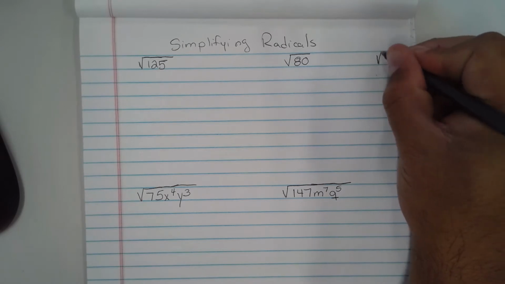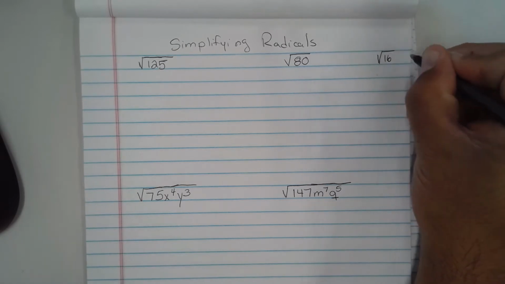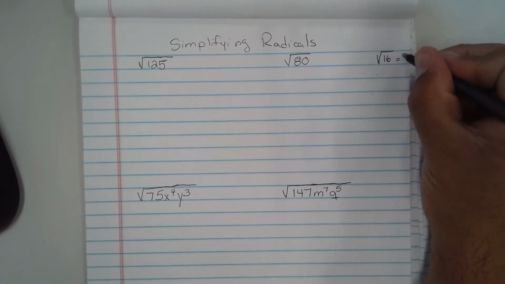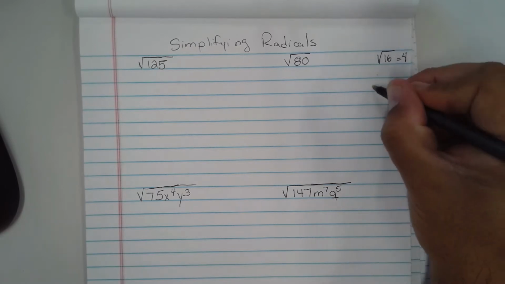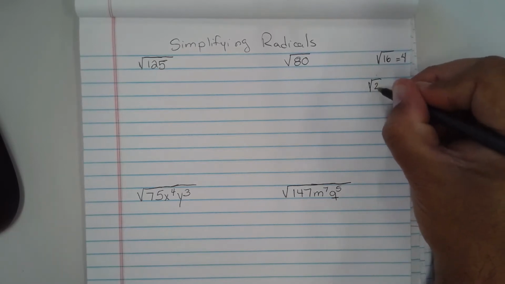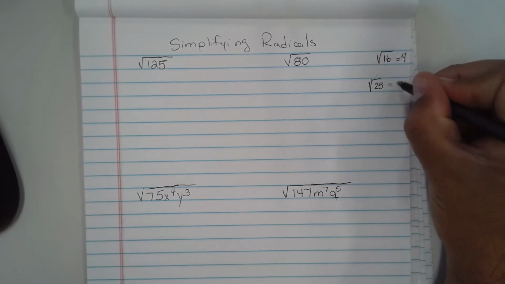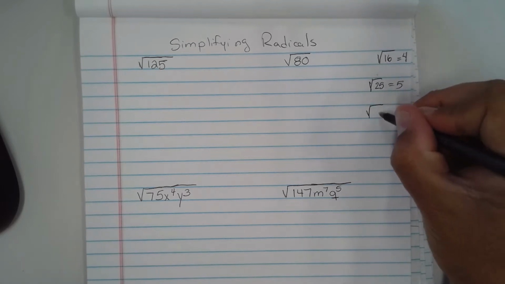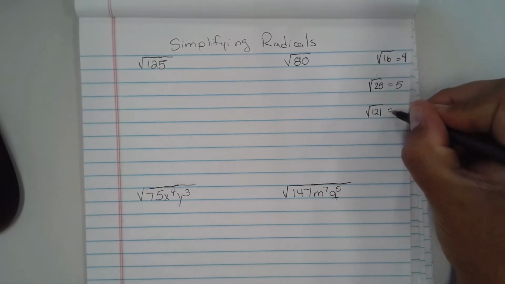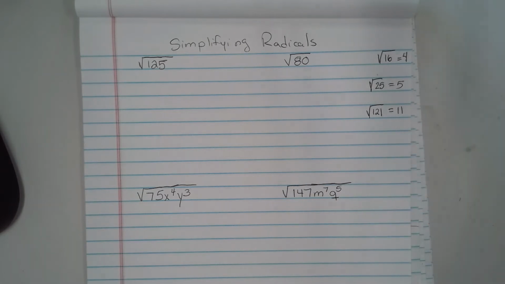For instance, when you take the square root of 16, what's the answer? 4. If you take the square root of 25, what's the answer? 5. When you take the square root of 121, what's the answer? 11. So these are common ones.